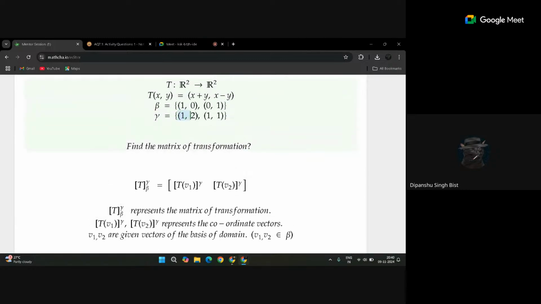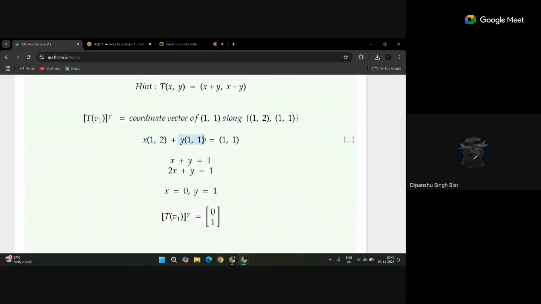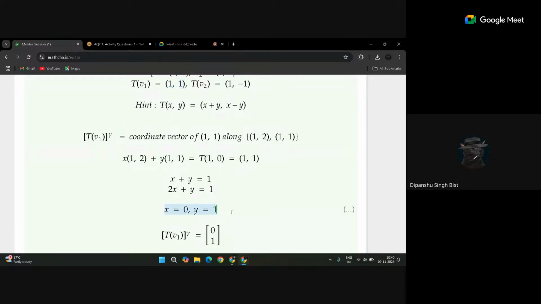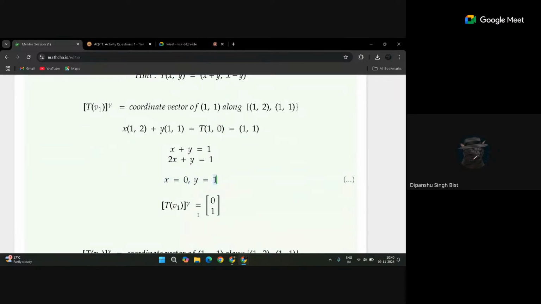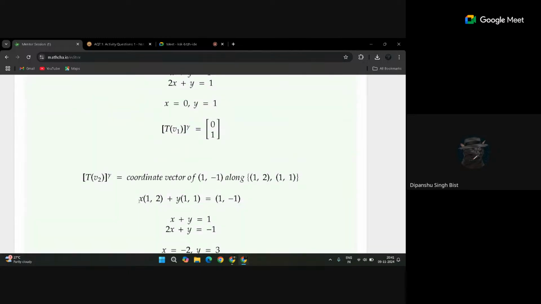So what we said is we are going to write x times (1,2) plus y times (1,1) equal to the transformation of (1,0). And the transformation of (1,0) is actually (1,1), as we have seen here. Now you find the values of x and y. The value of x was 0, the value of y was 1. So I wrote x here, y here. This was my first coordinate vector. Now similarly, I will write the same equation: x times (1,2) plus y times (1,1) is equal to the transformation of (0,1), that is (1,-1) here.